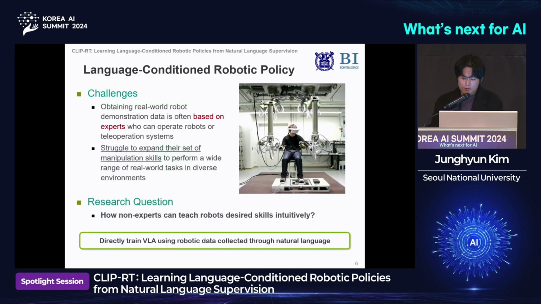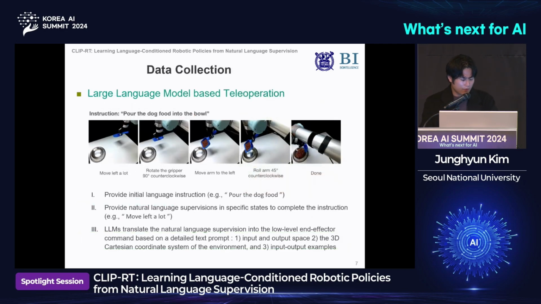Currently, collecting robotic data is often based on experts who can operate robots or teleoperation systems. This approach can limit the ability of robots to expand their manipulation skills to handle the diverse tasks required in real-world environments. Our research addresses this limitation. The goal was to enable non-experts to intuitively teach robots new skills using natural language. So to achieve this, we developed a novel data collection method driven entirely by natural language.